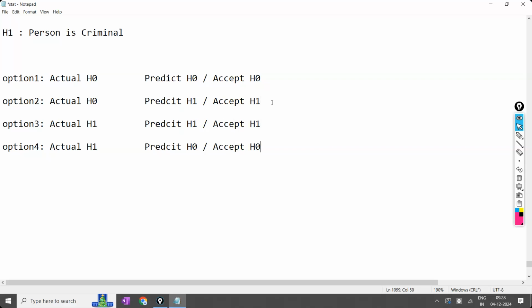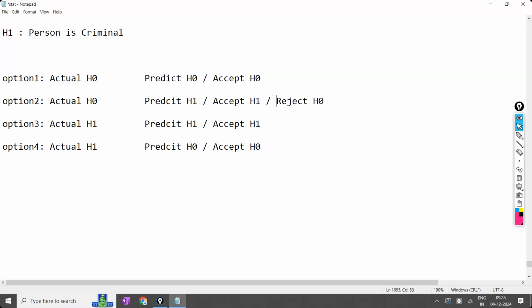Accept H1: the other name of accept H1 is reject H0. You are accepting H1 means you are rejecting H0. Why, sir, are you confusing again? Accept H1 is simple only, no, sir. Because we have to tell everything based on H0.